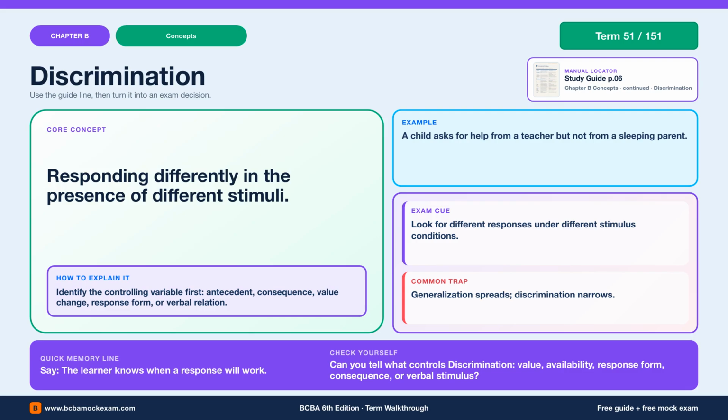Domain B wrap. Domain B is where many candidates either gain confidence or lose it. The exam is usually not asking whether you recognize the term. It is asking whether you can separate closely related concepts. Added or removed. Behavior up or down. Value or availability. Response, counter, time. Request, label, repeat, answer, read, or write. If you can ask the right sorting question, Domain B becomes much more manageable.